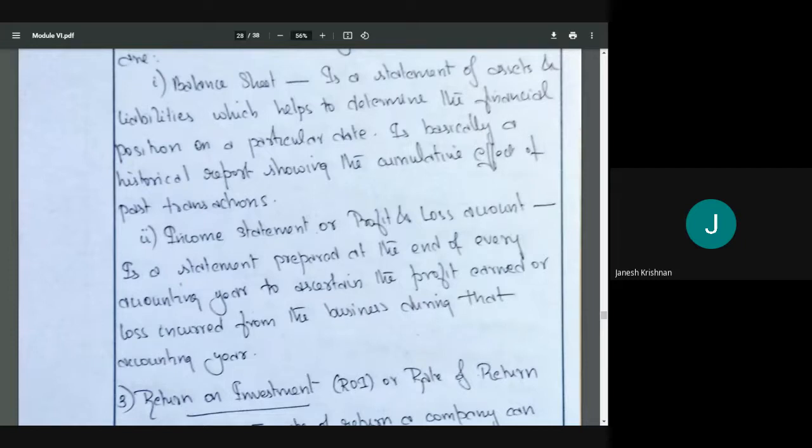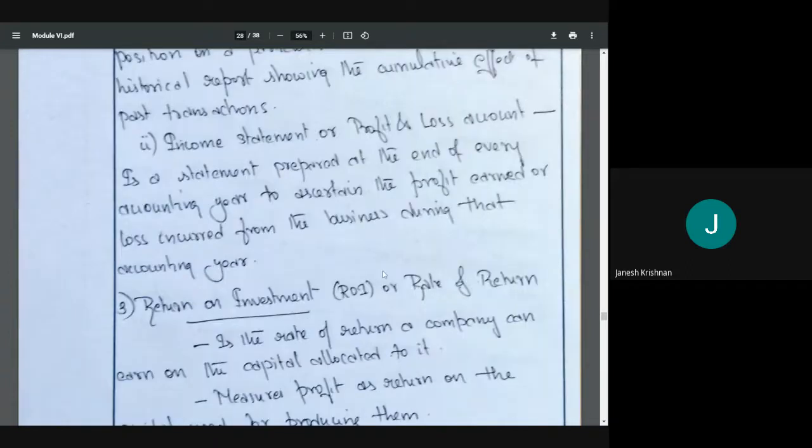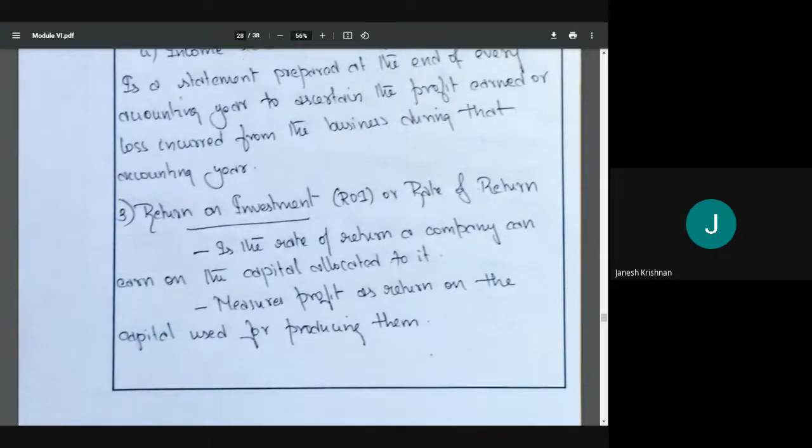So the first one is budget. The budget we prepare for the future, before the commencement of work. These financial statements are prepared after the work, at the end of the financial year. Both are in numerical terms, but budget can be financial and non-financial. Financial statements are in terms of money only, right? The third control system is ROI, return on investment.